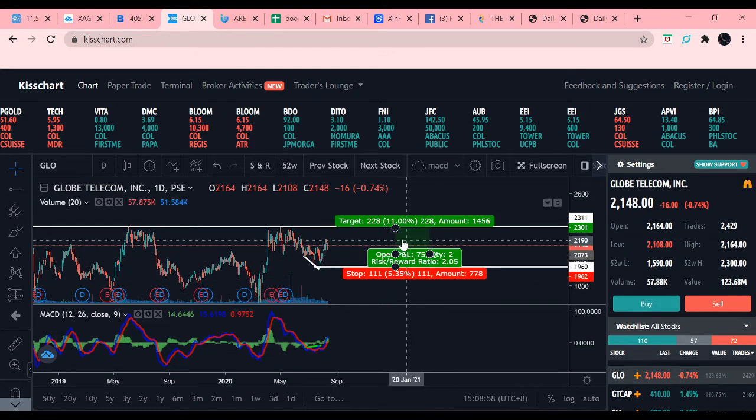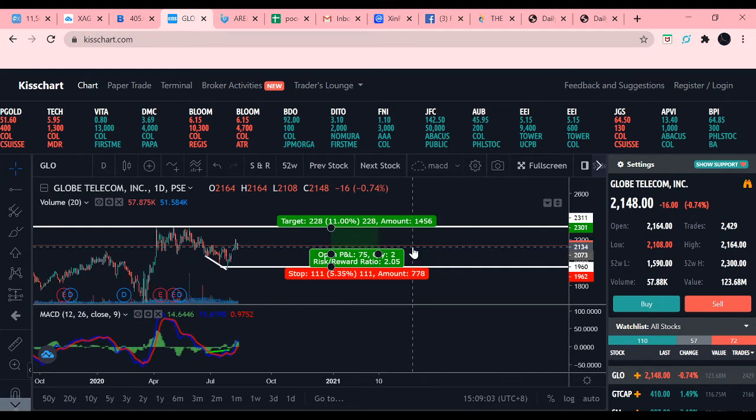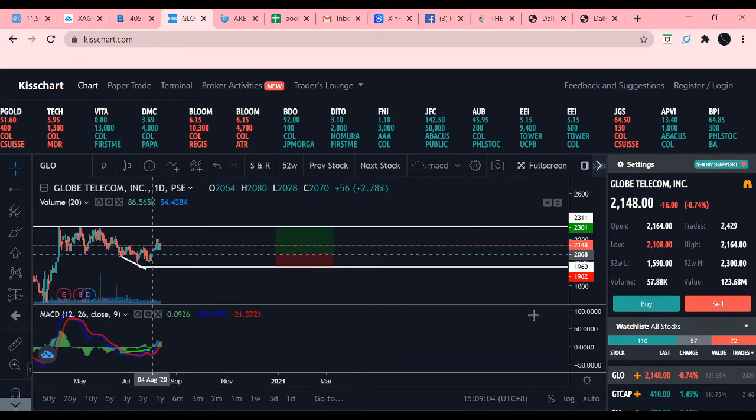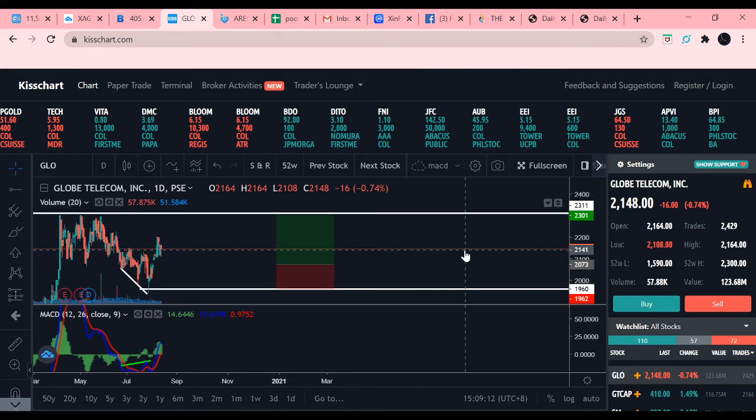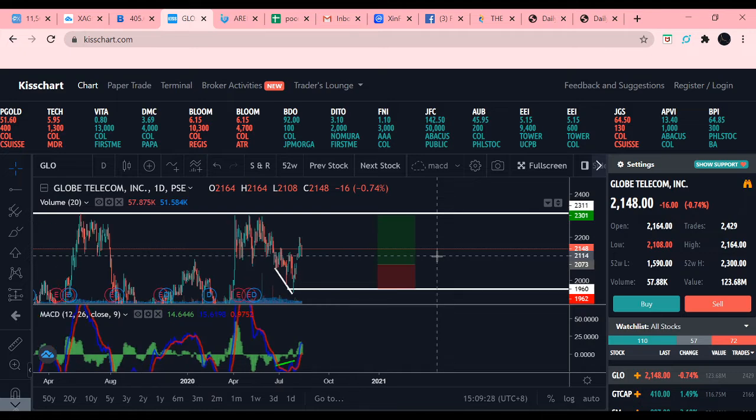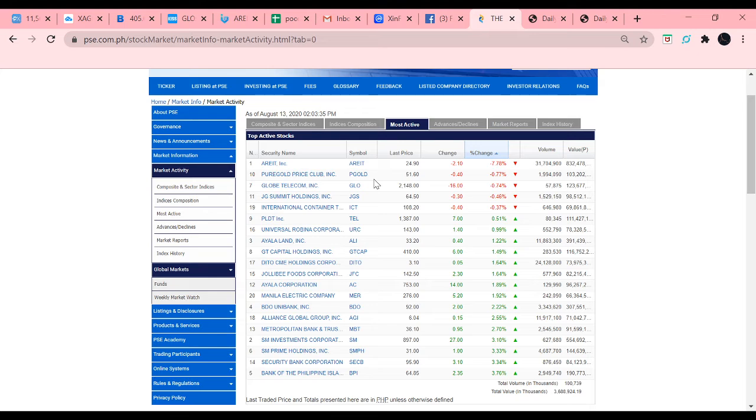So, that's actually a possible risk-reward ratio of 2.05. So, pwede kong antayin siya na ma-fill yung gap. My target is around 2,311. Entry ko around 2,074 and yung stop loss ko around 1,960. So, mag-aantay muna ako sa Globe. And then yung last is, what's the last? JGS.